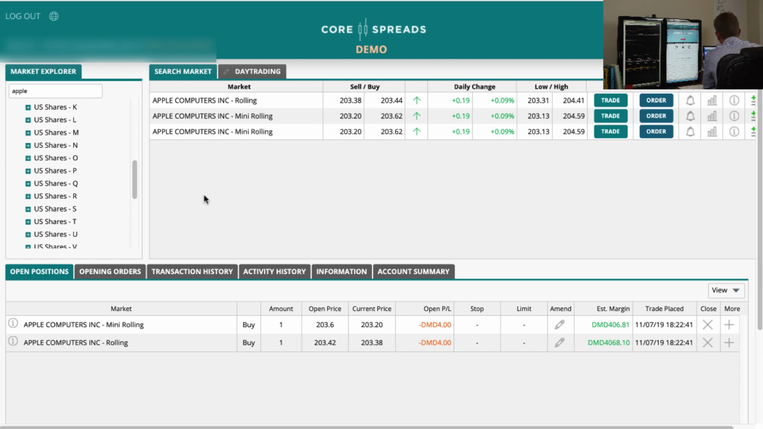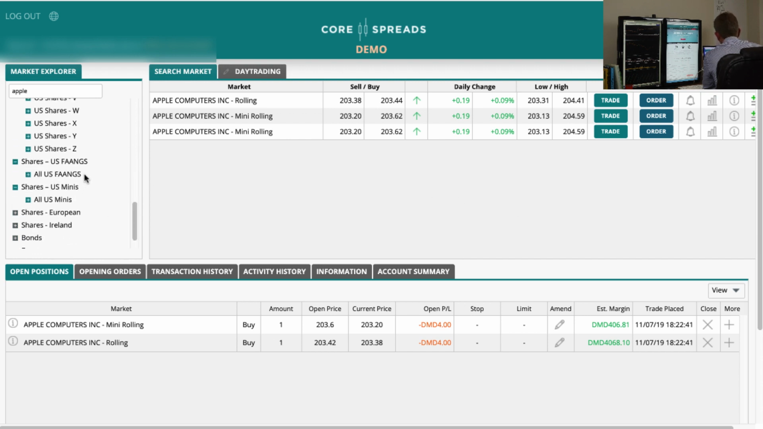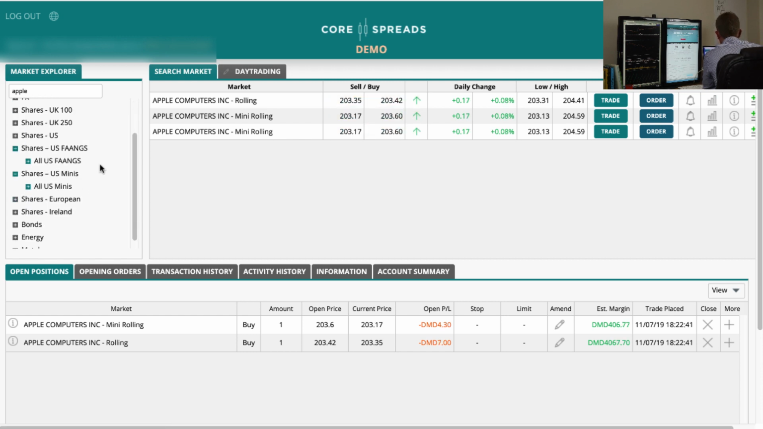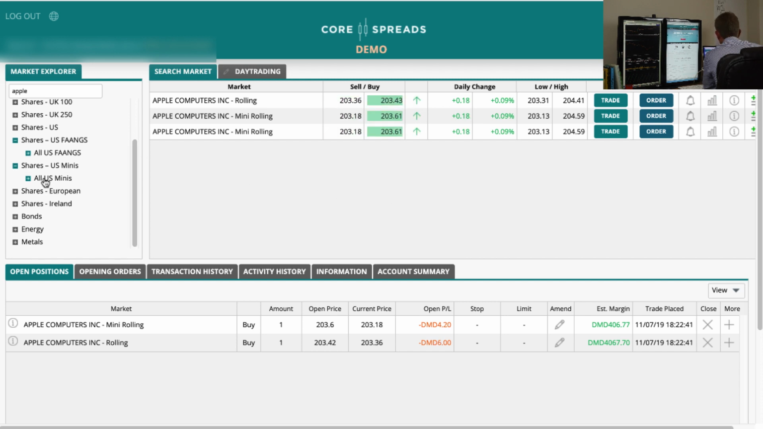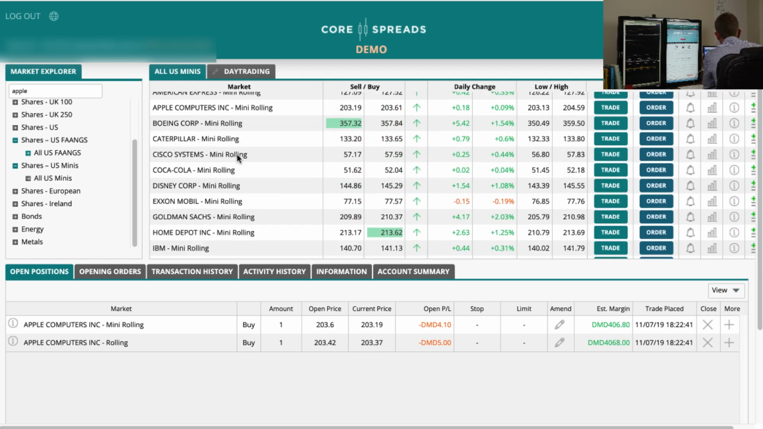But it does open up a lot more opportunity for those of you who want to try out some strategies, or just don't want to stick large amounts of money in. If you want to trade 4 or 5 different US stocks, you can do that now. So here's all the US minis they offer. They offer quite a lot actually: 3M, American Express, Apple, etc.